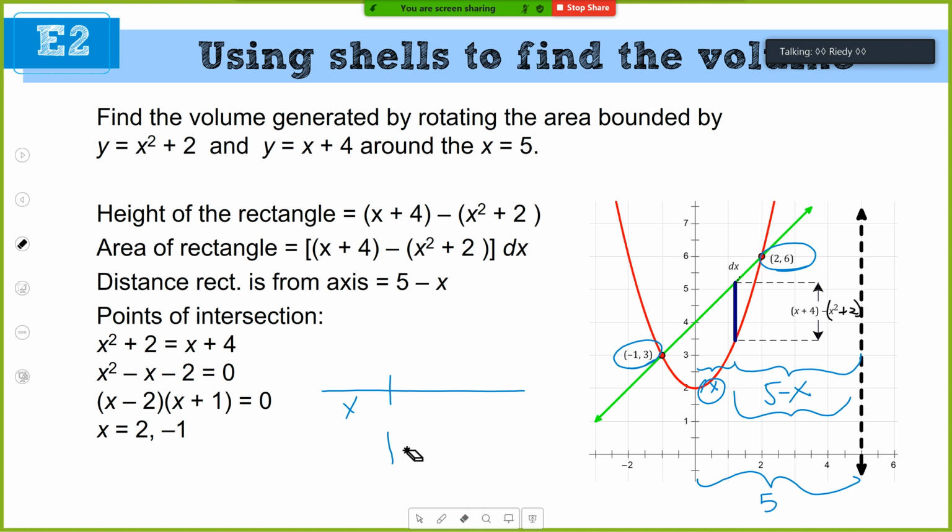Okay. Yes, Marcus? Yeah, I'm a little confused, like, about the dx and why that's always going to be the y value, how that works.